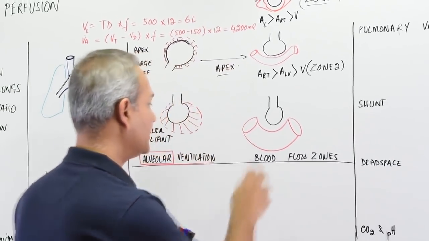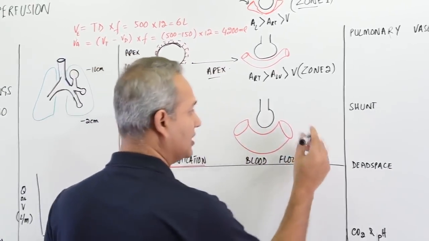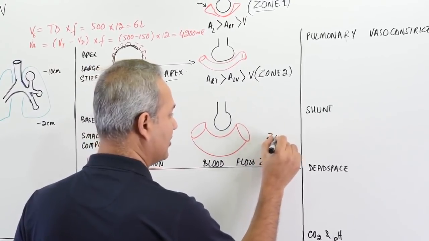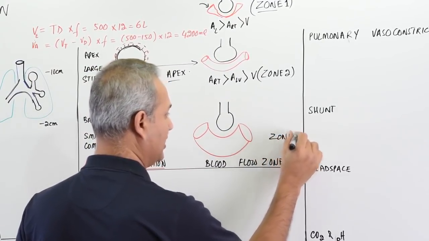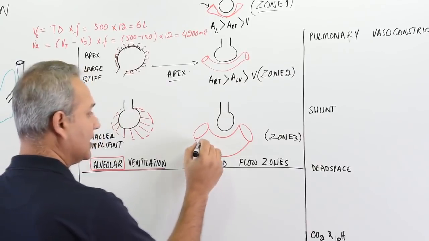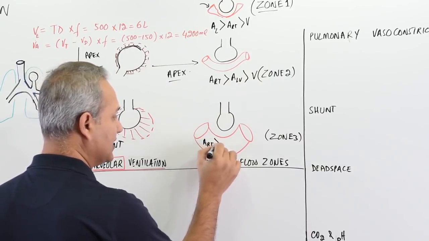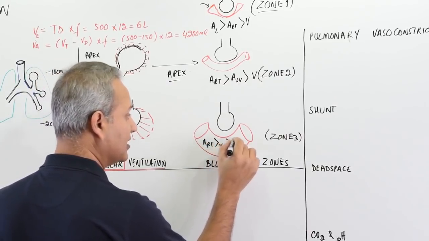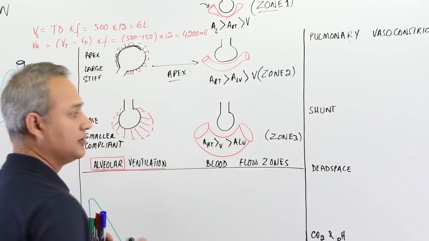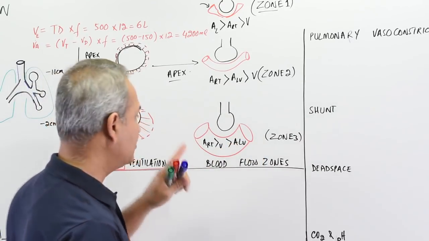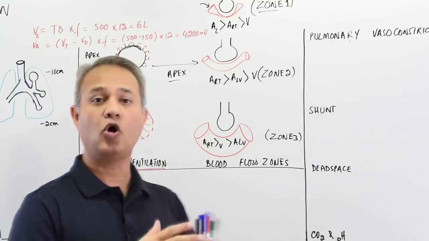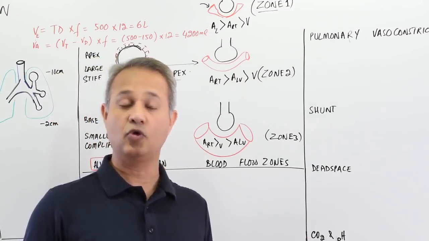Okay. Then let's go to zone 3. I think you can now figure it out by yourself. In the zone 3 type blood flow, arterial pressure is greater than venous pressure, which is greater than alveolar pressure. So that means the blood vessels in this zone will always be open during the systole or diastole.